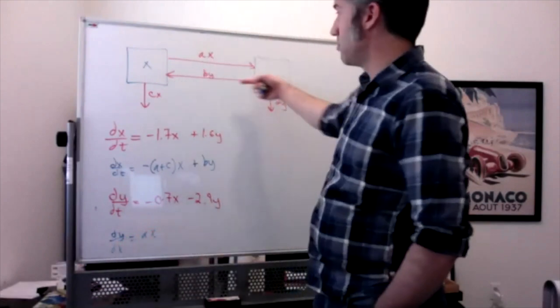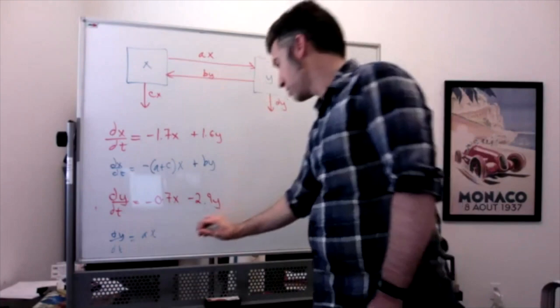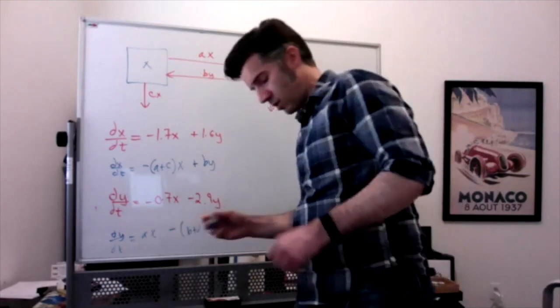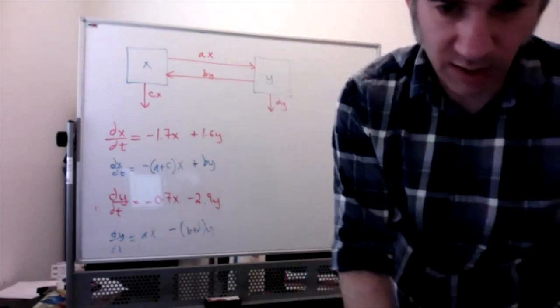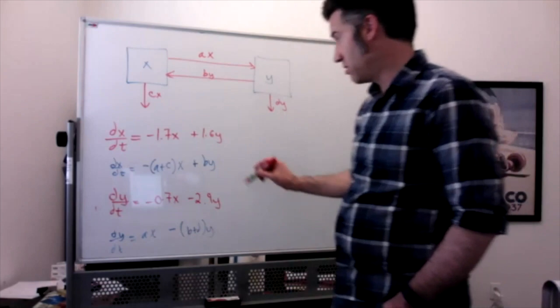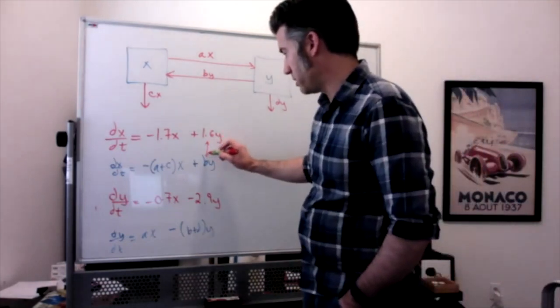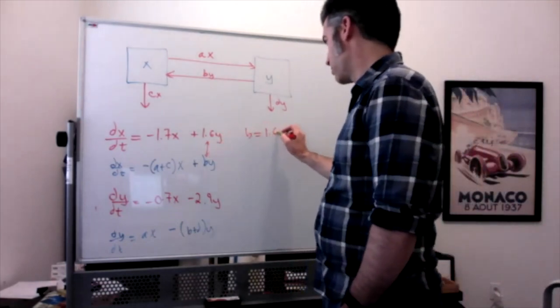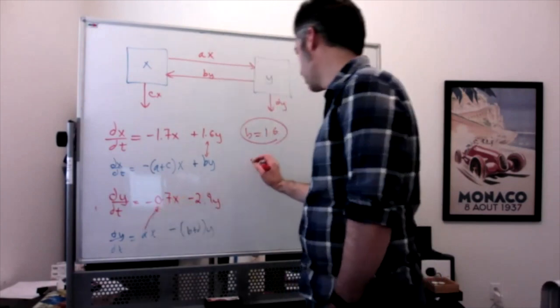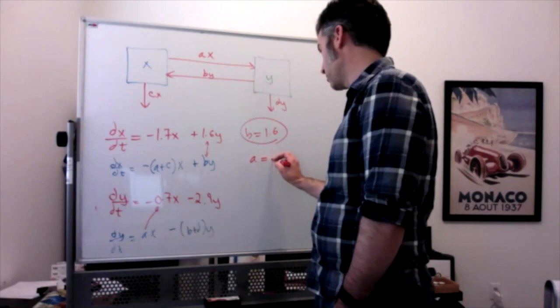But we are losing by and dy. Well, that leads us to some equations. In fact, it's really easy to find a and b. B has to equal 1.6, and a has to equal 0.7. Sorry, negative 0.7.